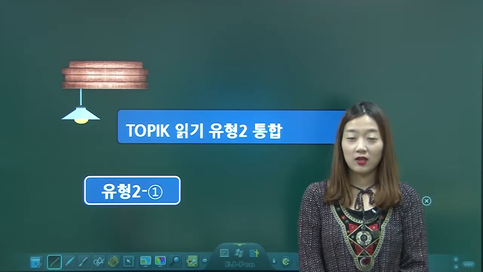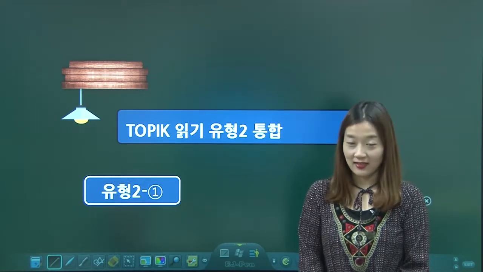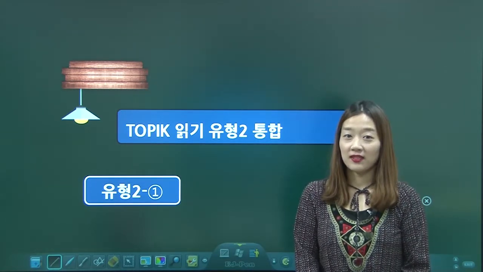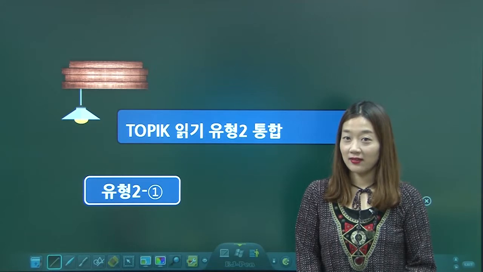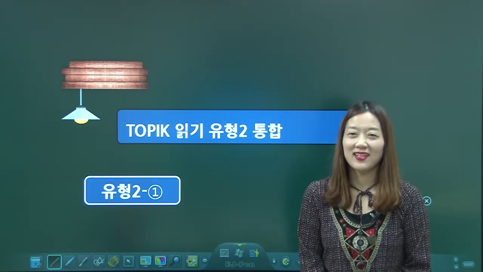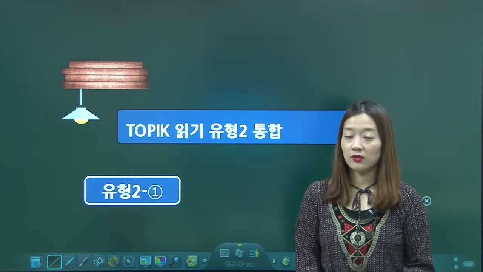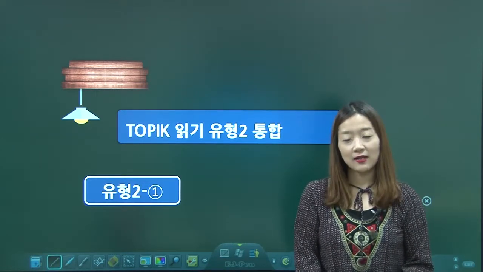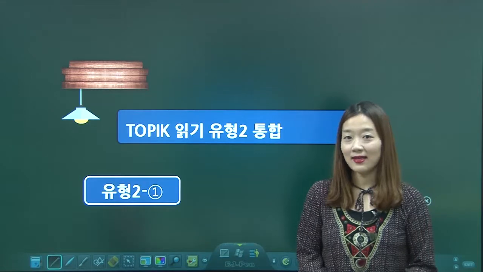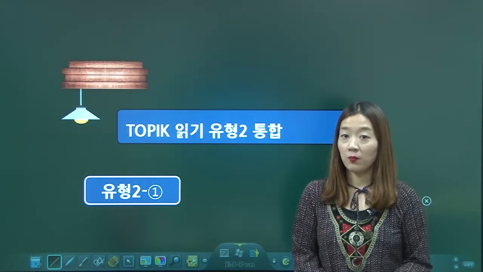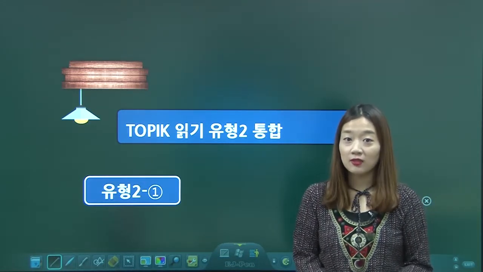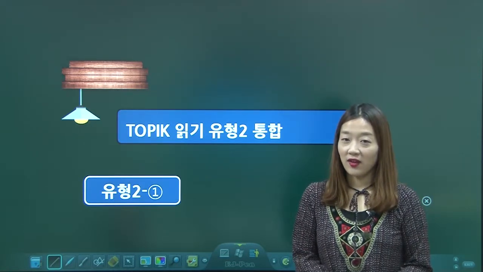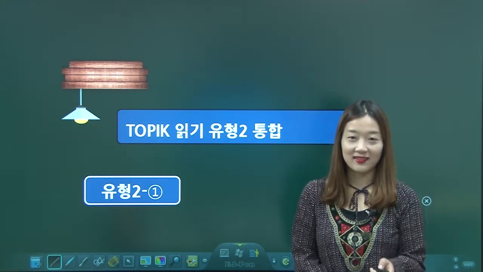And today we're going to study about the TOPIK test. Do you know what the TOPIK test is? It's the Korean language test. Alright. So today the second class, we're going to study the reading part, especially the type 2 question. For type 2, you read a sentence with a blank, then select the right, correct vocabulary, choose one word, and fill in the blank.